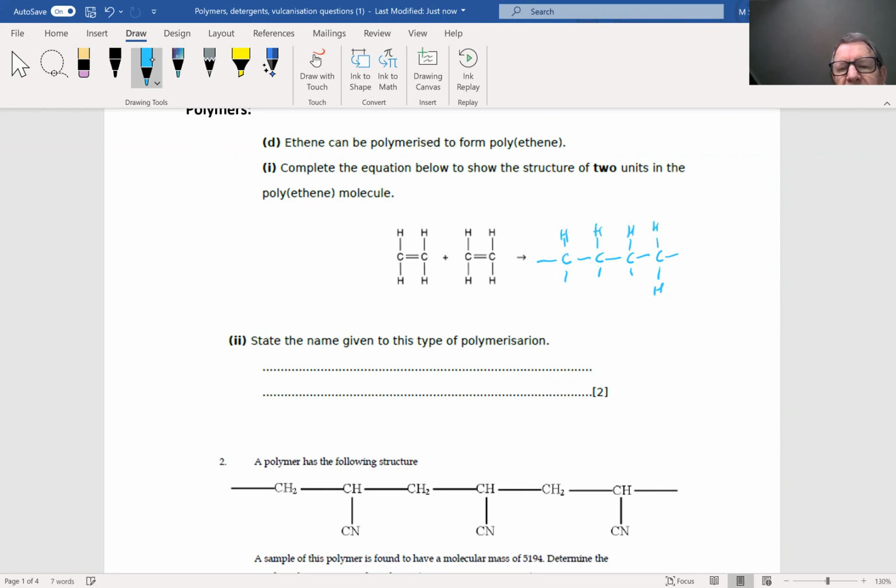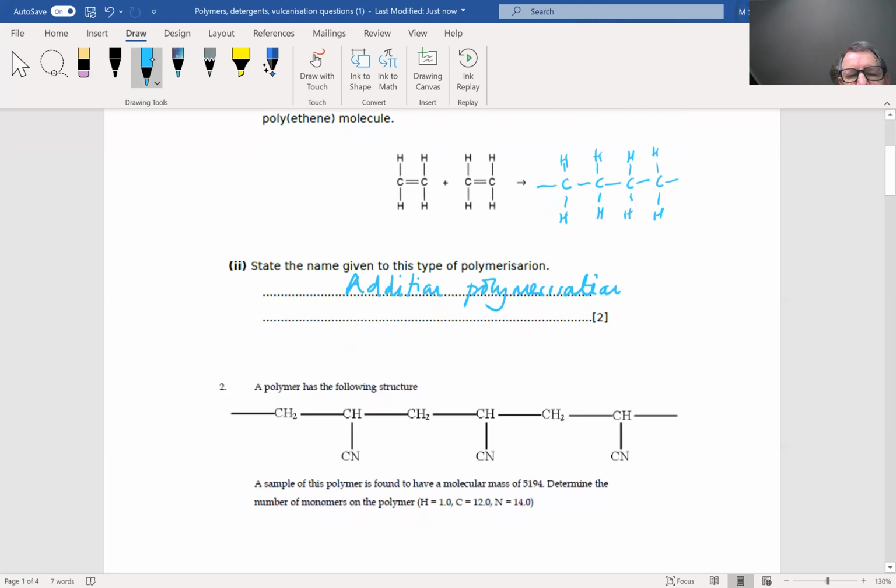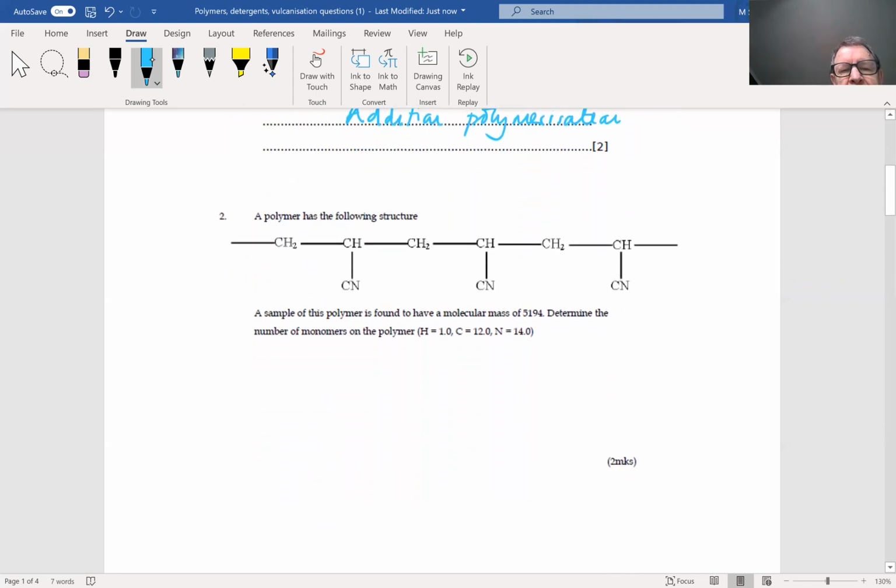It's important that we not only join the 2 pairs together, this and this, but also we make a line like this. The name given to this is addition polymerization, because these 2 add together to make the product. There are 2 types of polymerization you will remember now. One is addition and the other one is condensation, which we'll come across in just a moment.